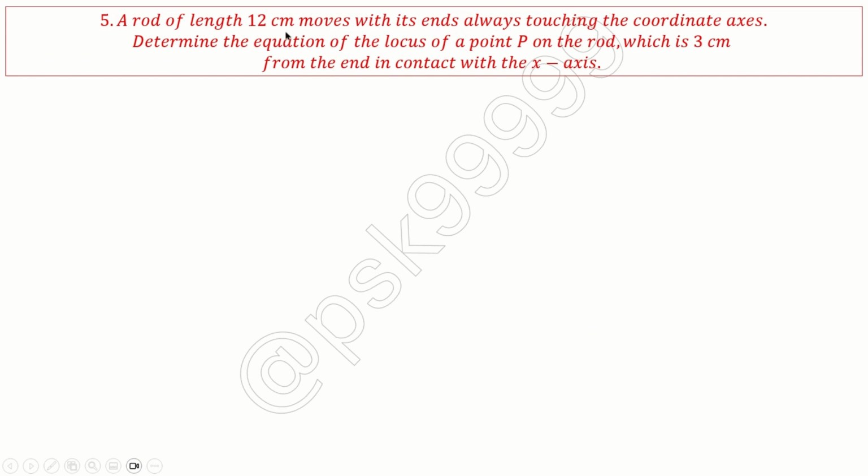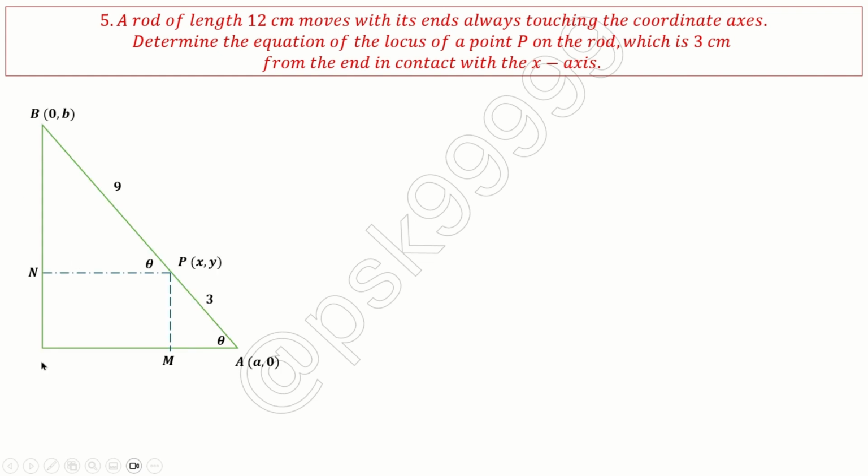A rod of length 12 centimeters moves with its ends always touching the coordinate axes. Determine the equation of the locus of the point on the rod which is 3 centimeters from the end in contact with the x-axis. Very interesting and important question. You need to draw the right diagram for this first. If you have x-axis and y-axis, the rod is like this. The rod can move, but one end is always on the y-axis, the other end always on the x-axis.